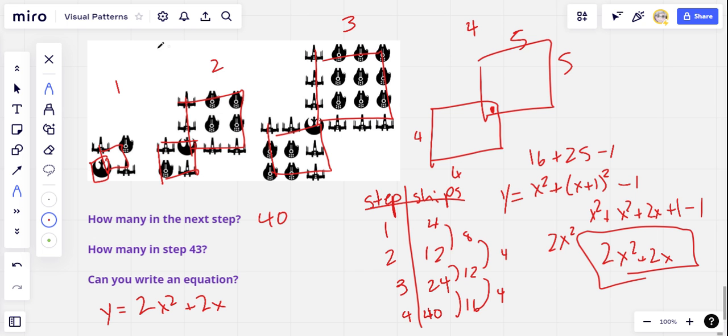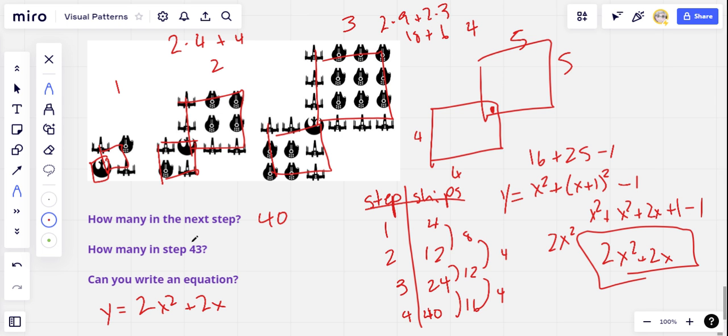All right, let's check and make sure that this is working. Let's try it with step 2. That would be 2 times 4, because that's 2 squared, plus 2 times 2 is 4. So 2 times 4 is 8, plus 4 is 12. Yeah, that's how many we got. Let's just try it quickly in step 3. So that'd be 2 times 3 squared is 9, plus 2 times 3. So that's 18 plus 6. Yeah, that is 24. So this equation does seem to check out.